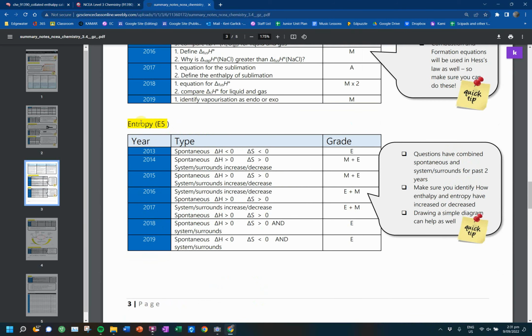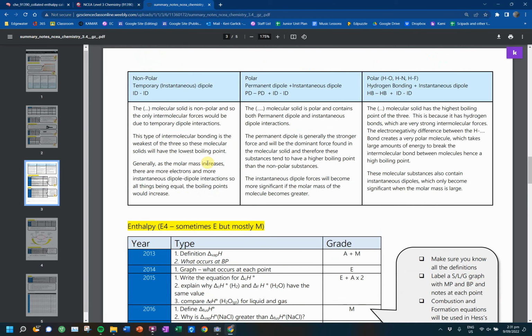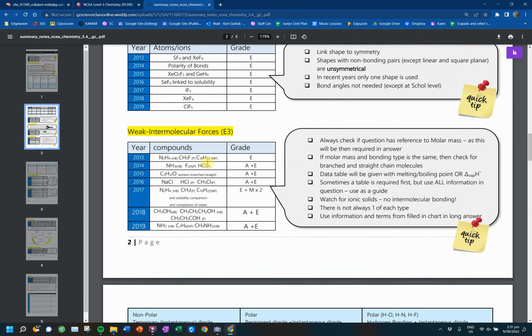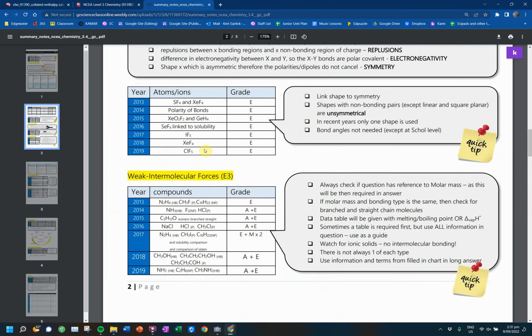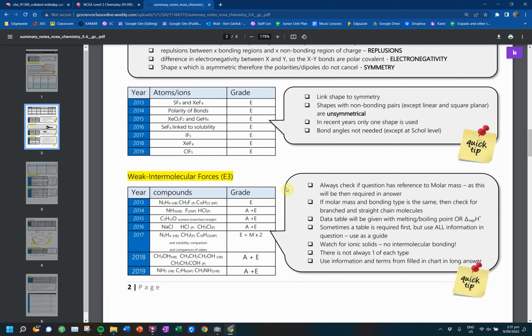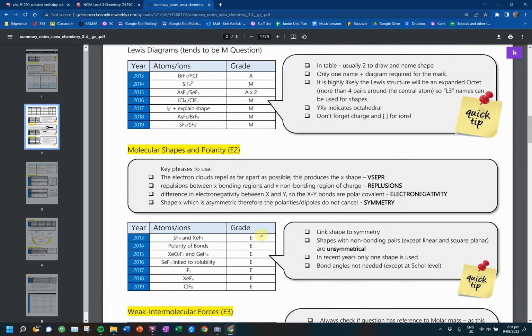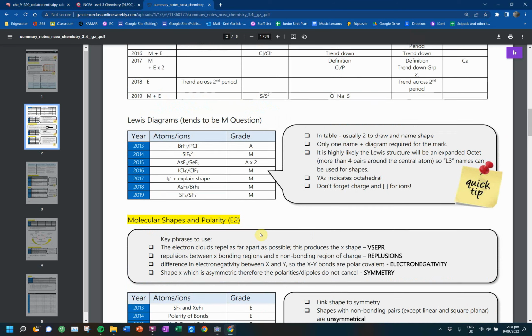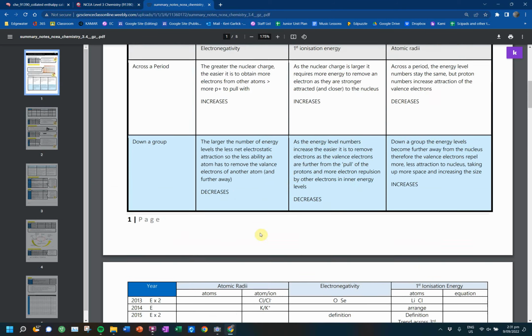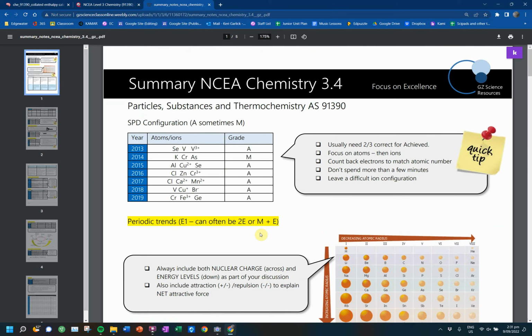And then we'll also talk about entropy next week as well. And that'll basically wrap us up for thermo. And like I said, you can see all the other stuff we covered. So the phase changes, that sort of stuff. The shapes and polarity. Basically, you know how much to invest into each style of question. So I'll put that onto Google Classroom as well.